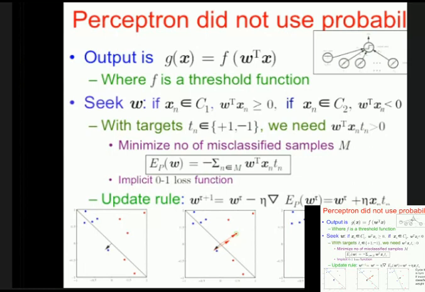And with that was an obvious update rule. The weight at t plus one was the weight at t, plus a learning rate times the derivative of this function here, which leads to a very simple rule that says you show the samples one at a time or all at a time, and you update it by computing the gradient.